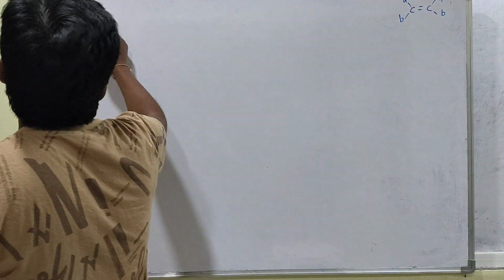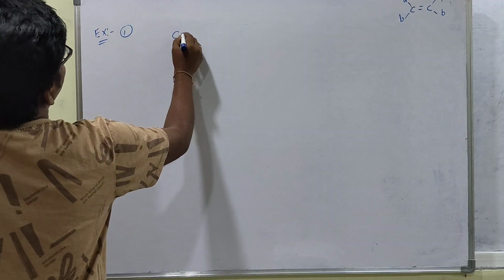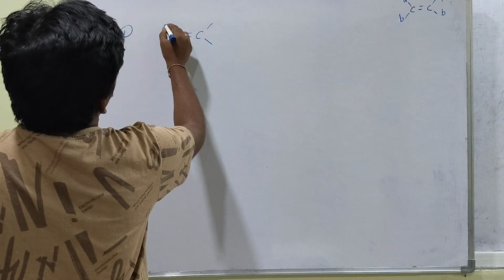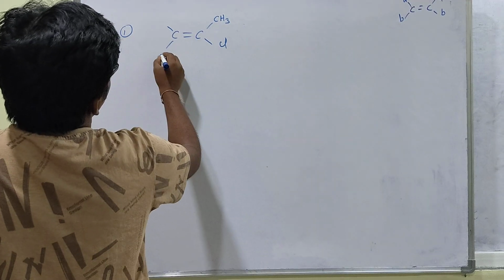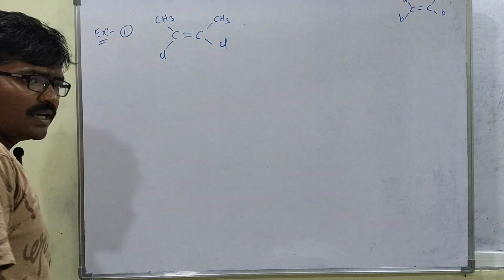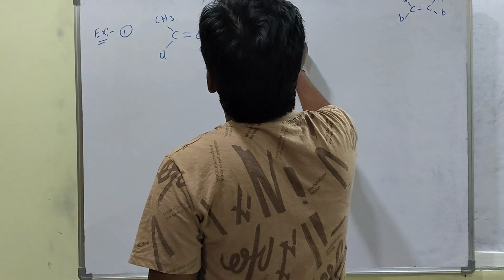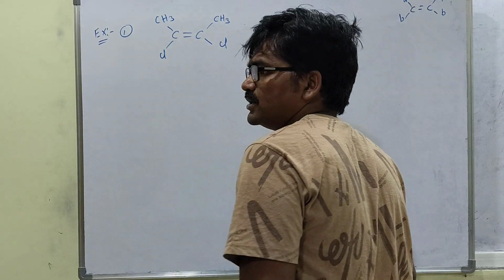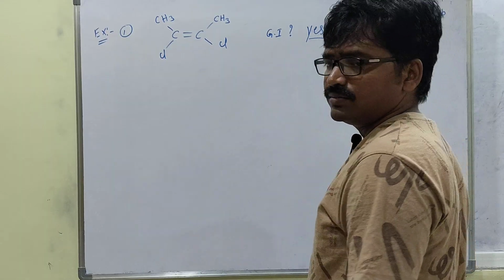So example number 1 we are taking. C double bond C, with CH3, Cl on one carbon and Cl, CH3 on the other, like this. Is that exhibiting geometrical isomerism? Yes, it can exhibit geometrical isomerism.